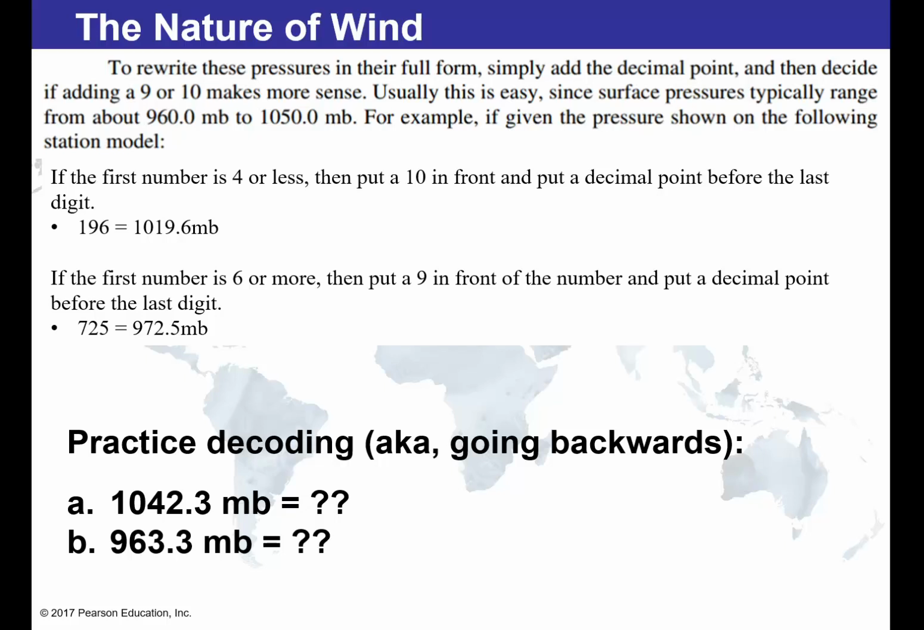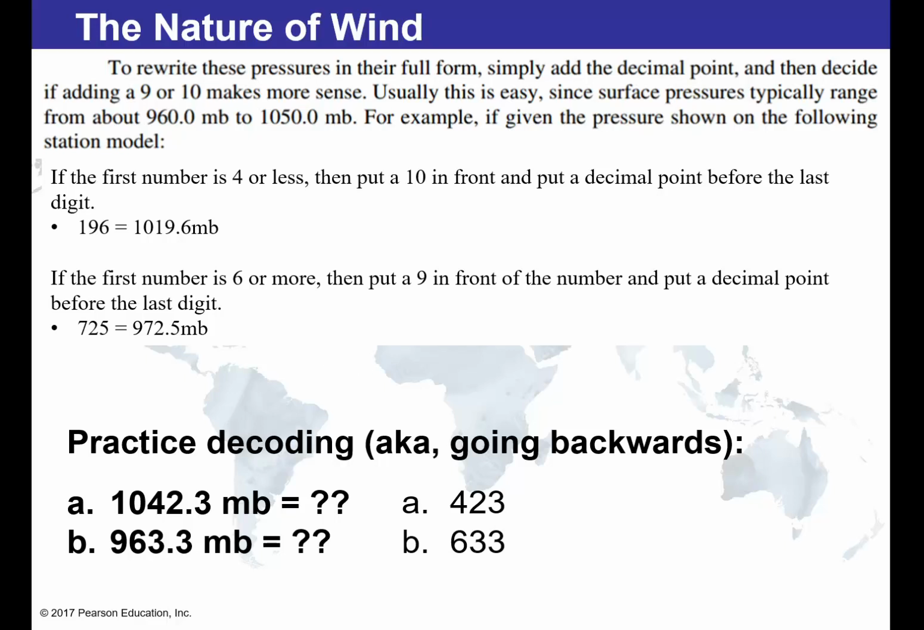All right, working backwards on number A, 1042.3. Clearly we have added a 10. Our initial number was 4 or less. So what we have to do to work backwards is delete this 10 and remove this decimal point, and we are going to be left with the abbreviated station model of 423. Same thing with this 9. Delete the 9. We know that this is 6 or more, so our station model, the abbreviated pressure model, is going to be just 633. I hope that worked out for you.